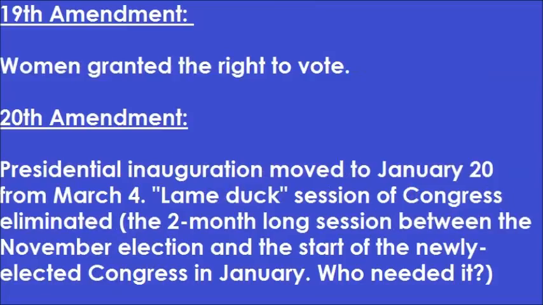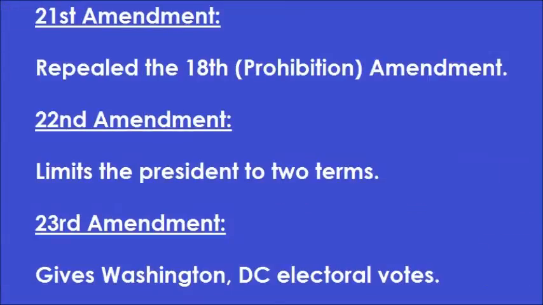The 19th Amendment grants women the right to vote. The 20th Amendment changed the presidential inauguration date from March 4th to January 20th. It also eliminated the lame duck session of Congress, that is, the session of Congress that convened between the November election and the start of the newly elected Congress just 2 months later. The 21st Amendment repealed the 18th Amendment, that is, the Prohibition Amendment, and doing so ended Prohibition.